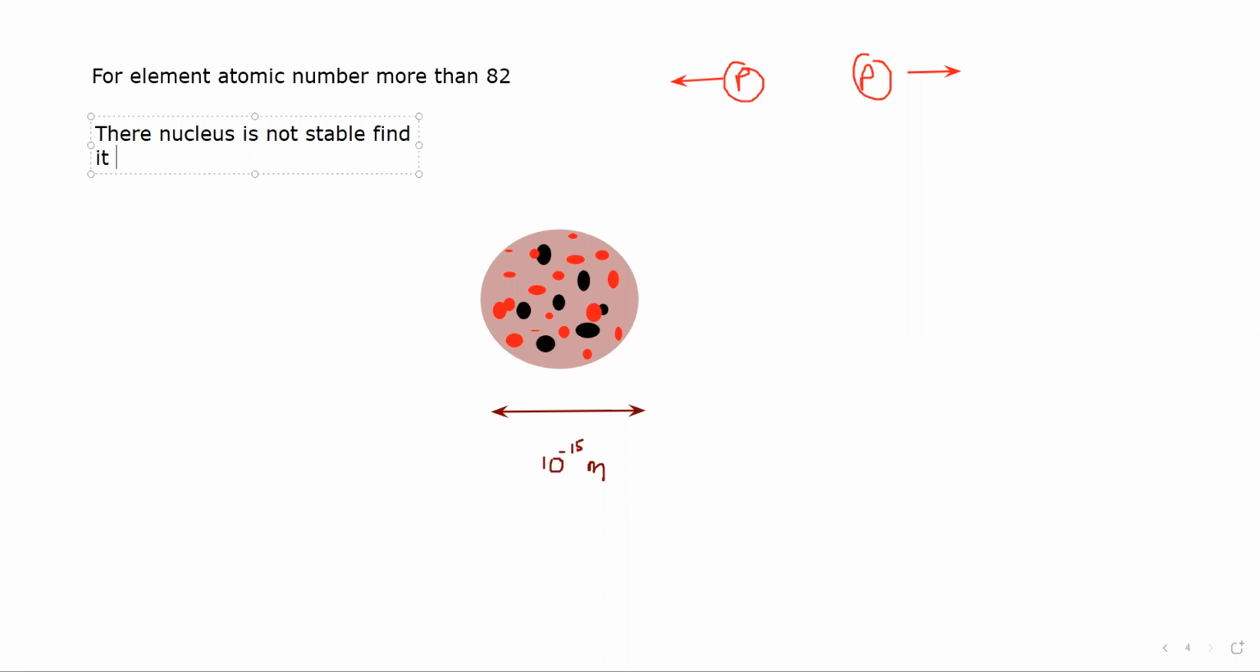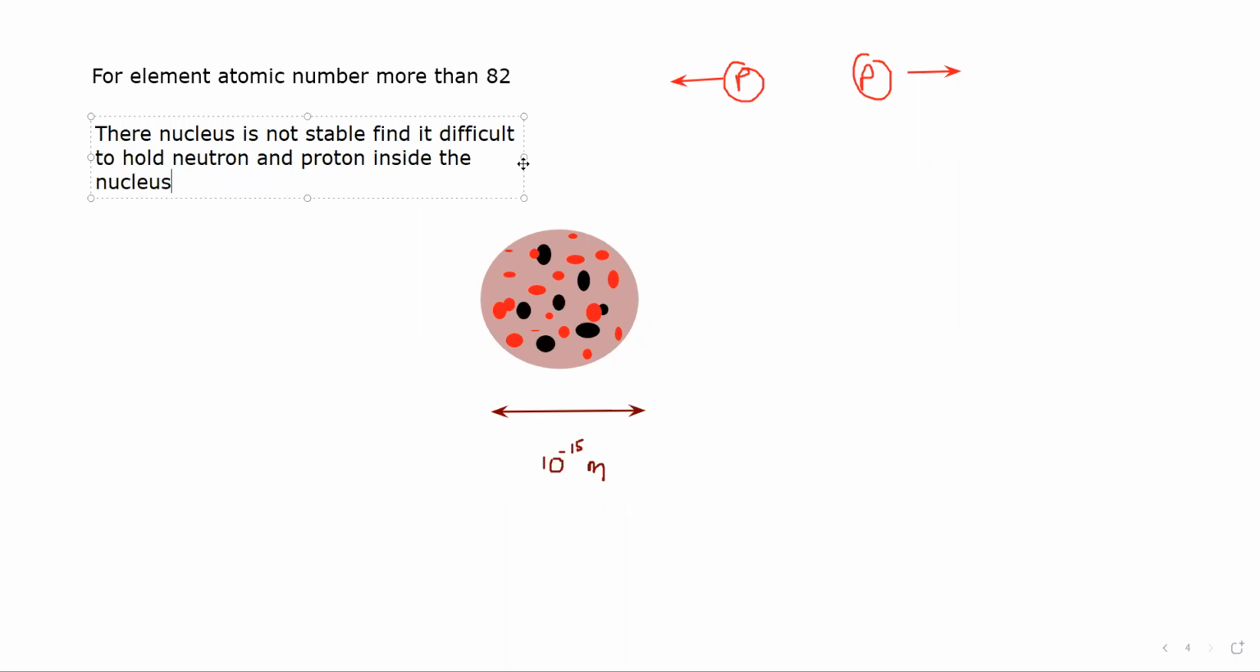Find it difficult to hold neutrons and protons inside the nucleus. So the nucleus is not stable. Why is the nucleus not stable?